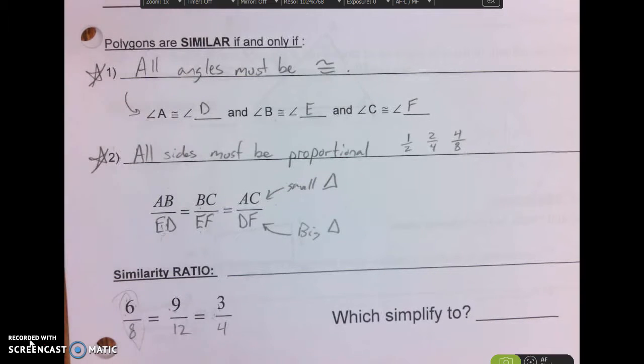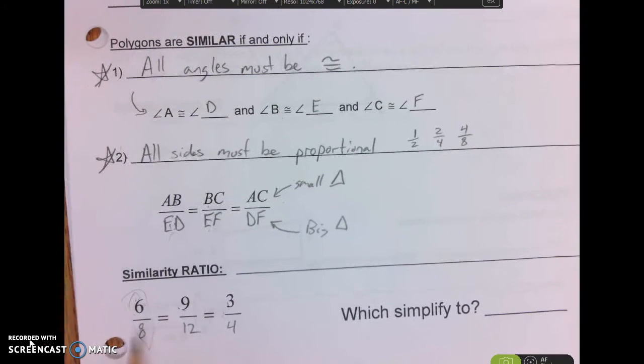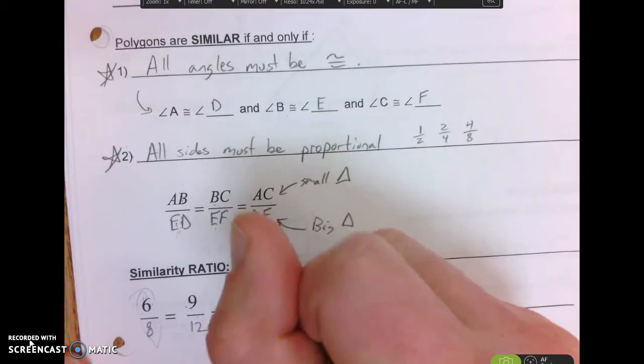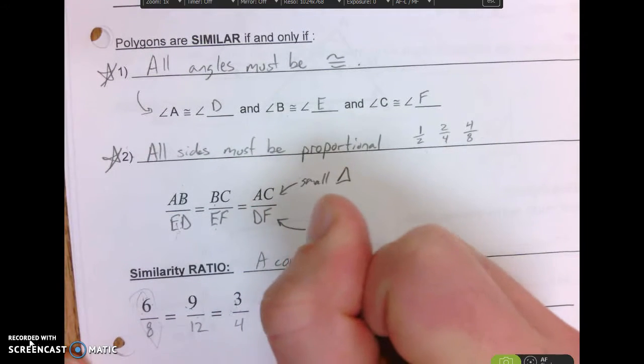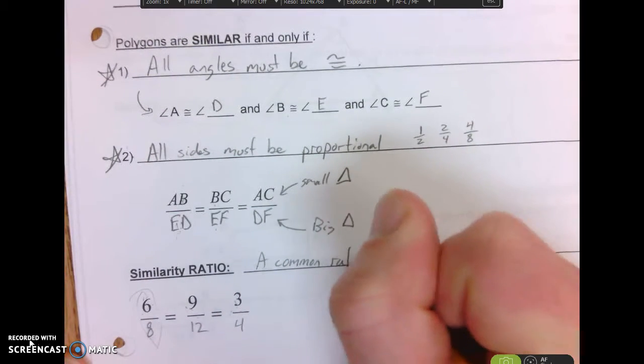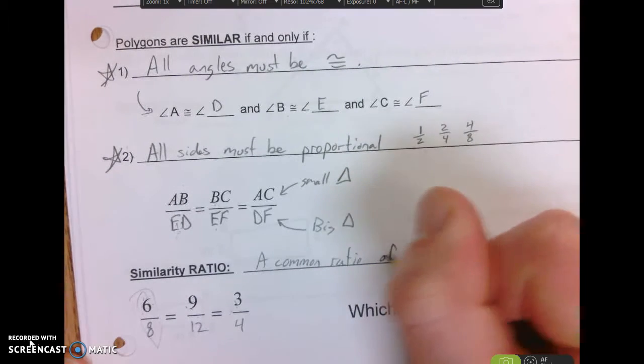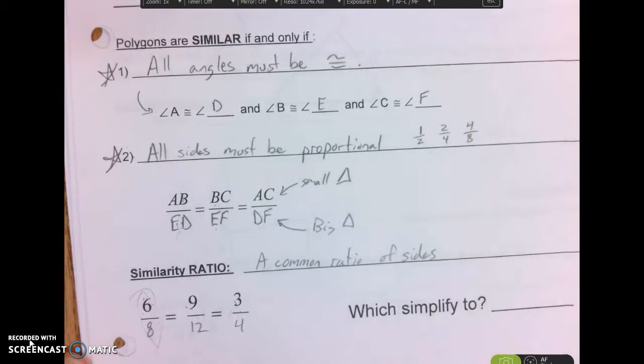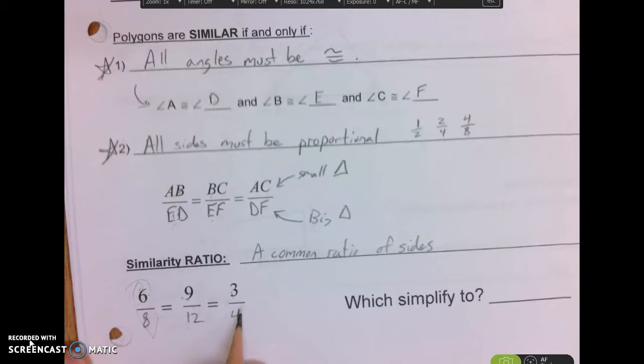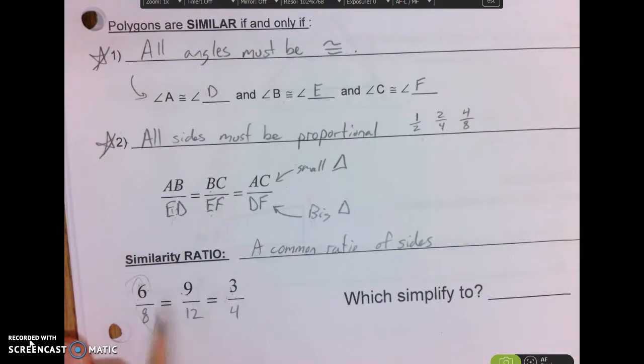Now when we look at this, we want to know, are these 3 the same? Or do they have the same similarity ratio? So similarity ratio is a common ratio of sides. Okay, it's a common ratio when you compare sides. So these don't look the same. They don't look equal. 6 over 8, 9 over 12, and 3 over 4 all look different.